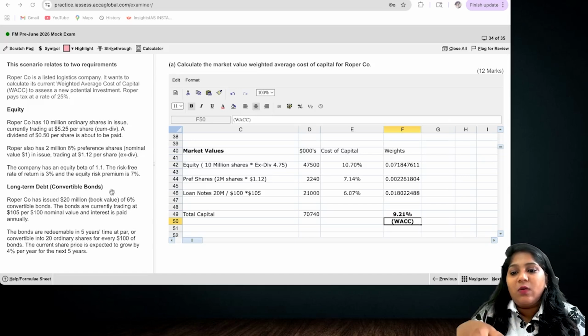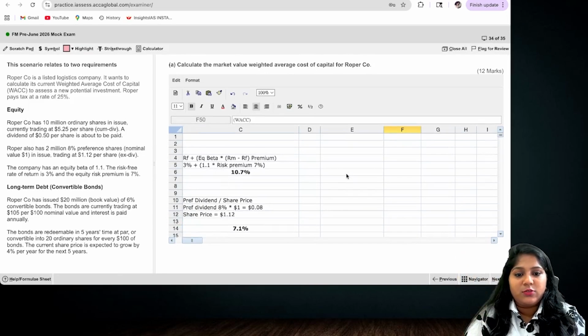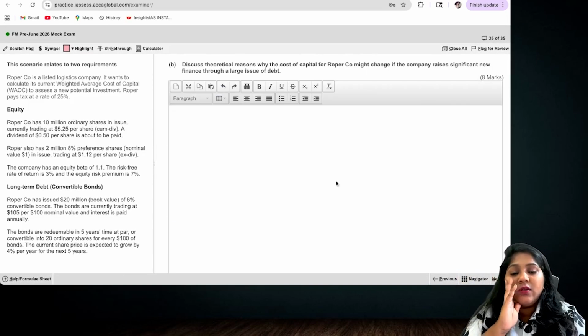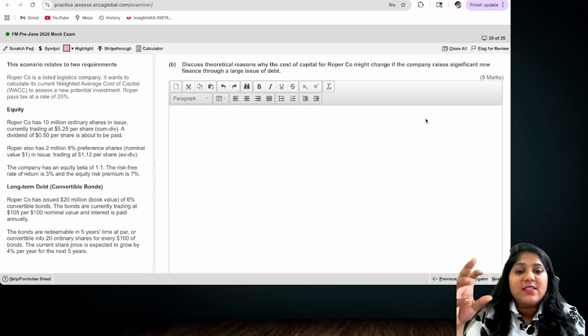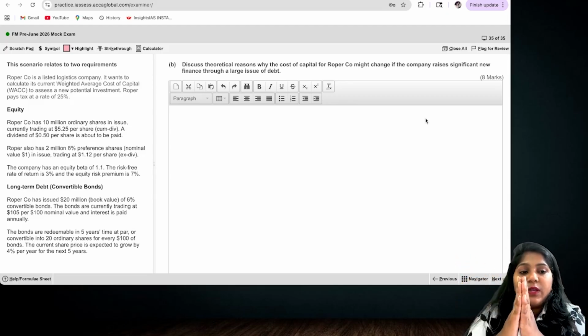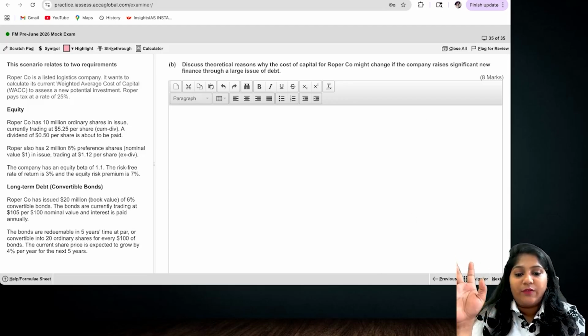Okay. Now comes the last question, guys. So you should be getting 12 marks for this. Now the last question is, they're asking you to discuss, very simple, the reasons why the cost of capital for Roper company might change if the company raises significant new finance through a larger issue of debt. That is what you have to go ahead and write.